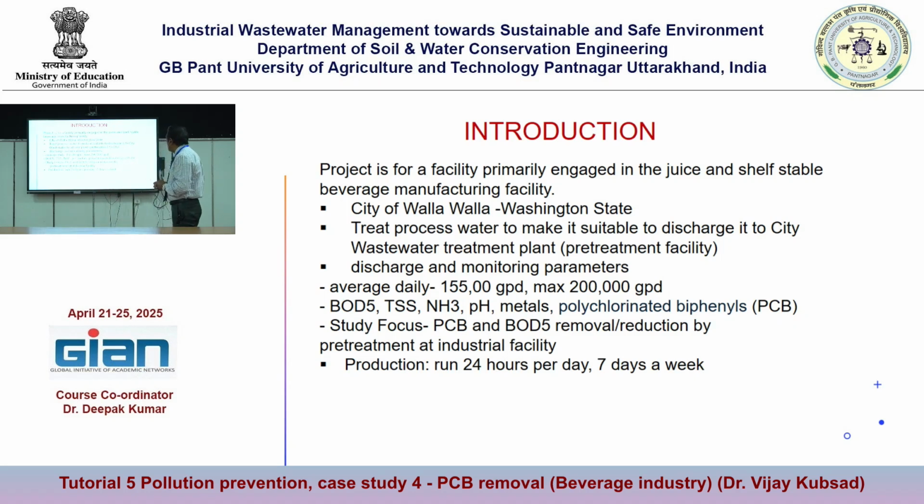Then discharge and monitoring parameters, average numbers are given: 155,000 gallons, maximum maybe 200,000 gallons. It has BOD, TSS, ammonia, pH, metals, and polychlorinated biphenyl. This is our target. We are not yet finished with this, but another, PFAS, is already in the lab. Understand?